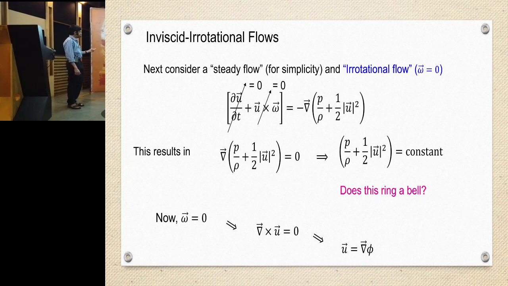Now omega equal to 0, which means curl of u equal to 0, again a consequence of vector calculus, means that you can express the velocity as a gradient of a scalar potential. If you go back to your mathematics course, curl of gradient will be 0 identically. So you can express velocity as a gradient of a scalar potential, and that's actually called the velocity potential, phi.